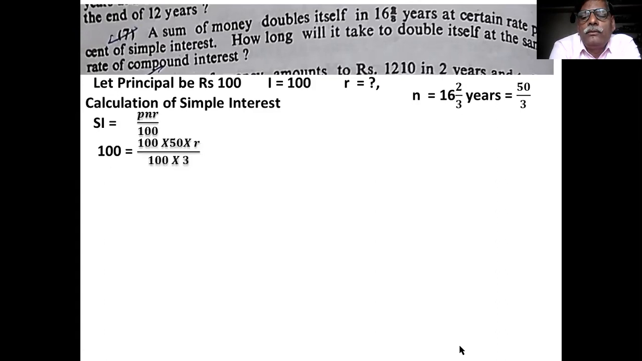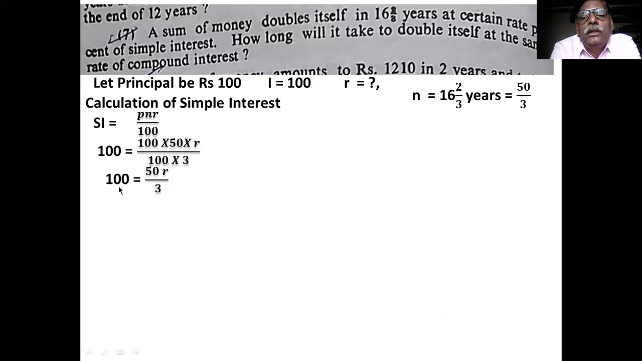You see this very carefully. N is 50 divided by 3. Then R is R divided by 100. So 100 is equal to 50 R divided by 100. So 100 gets cancelled. 50 R divided by 100 remains.